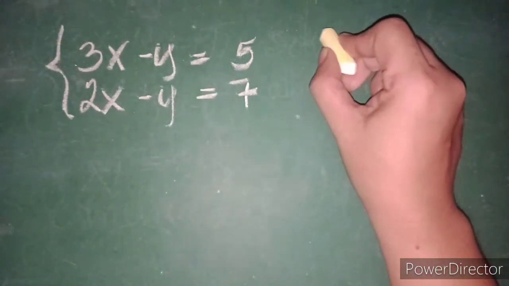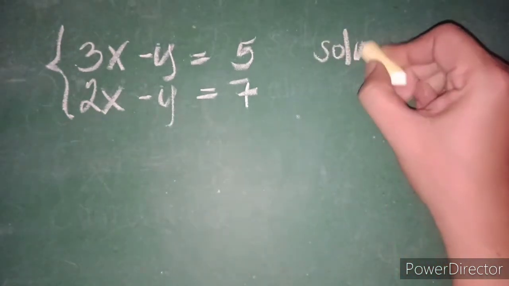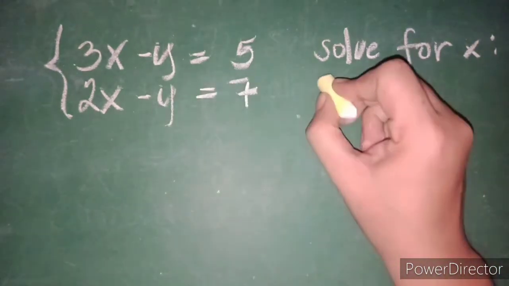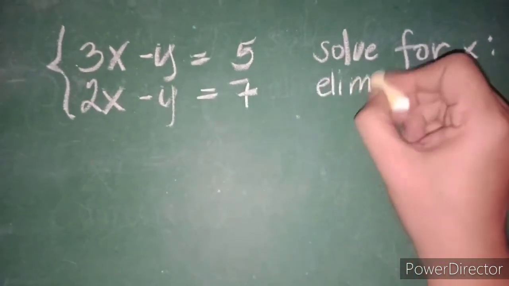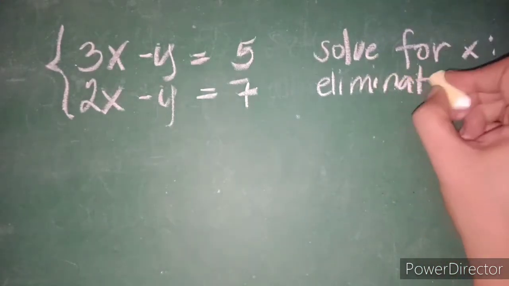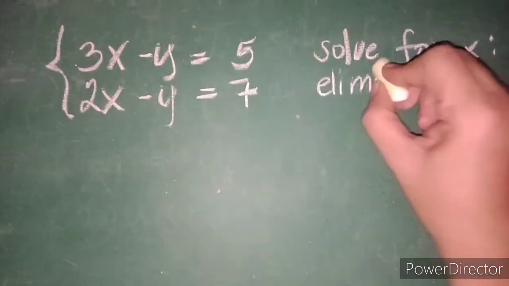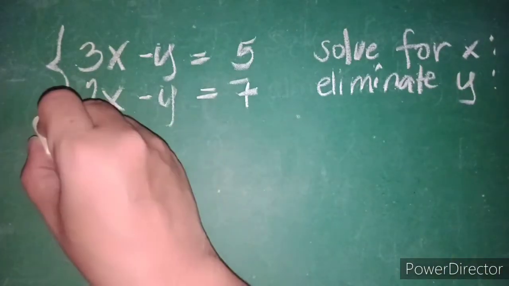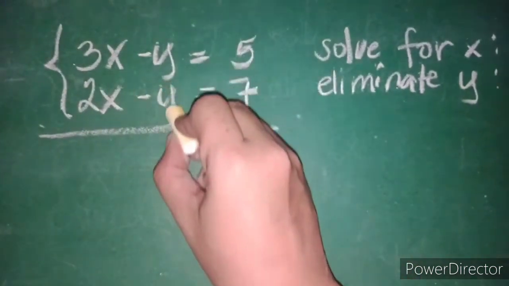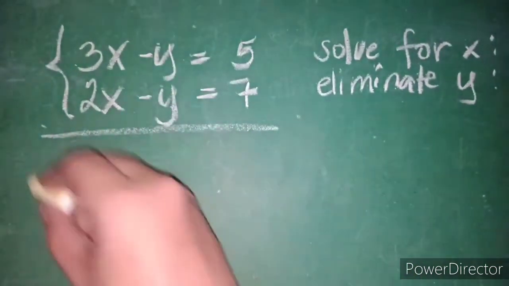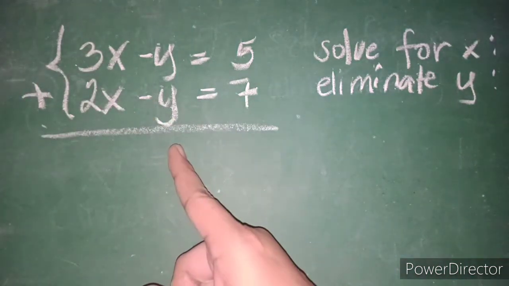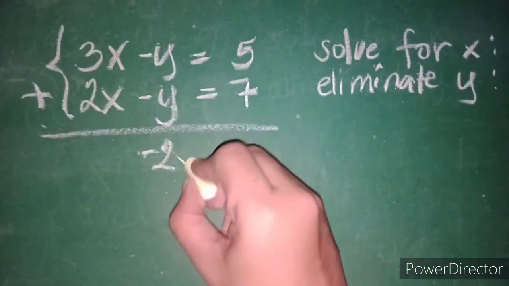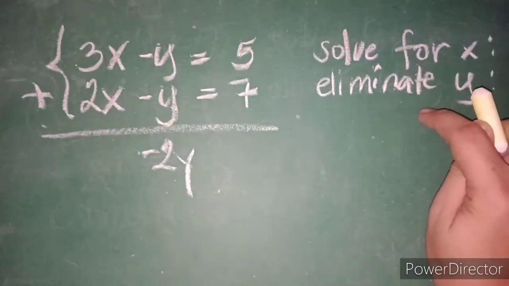Okay, so the system of linear equations: 3x minus y equals 5 and 2x minus y equals 7. Okay, so the first step is to solve for x. Para ma-solve ang x, i-eliminate natin or tatanggalin muna natin yung y. Okay, so para ma-eliminate yung y at ma-solve ang x, mag-iisip tayo ng paraan kung paano ma-eliminate ang y. Okay, so kung i-add natin yung dalawang equation, negative y plus negative y is negative 2y. Okay, so hindi na-eliminate ang y.